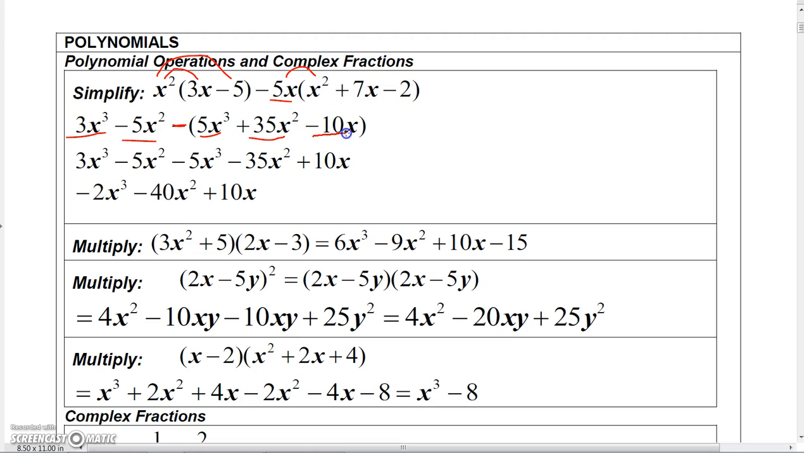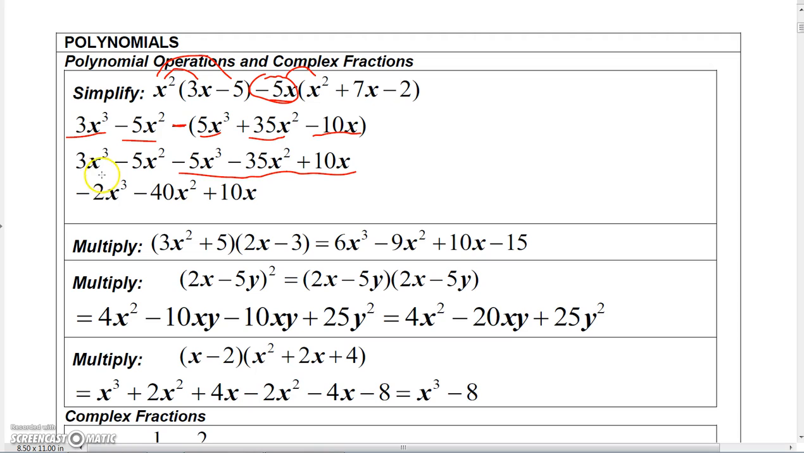2 is minus 10x. Now, if you distribute the minus through now, it's going to change the sign of these three terms. So that's going to be minus 5x cubed, minus 35x squared, and plus 10x. Now, you could have skipped that middle step by just distributing the minus 5x through each if you'd wanted to, but you would have ended up with the same three terms right here.